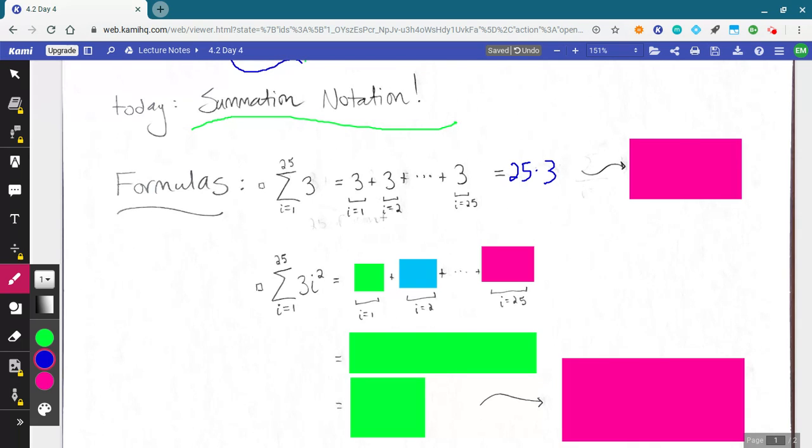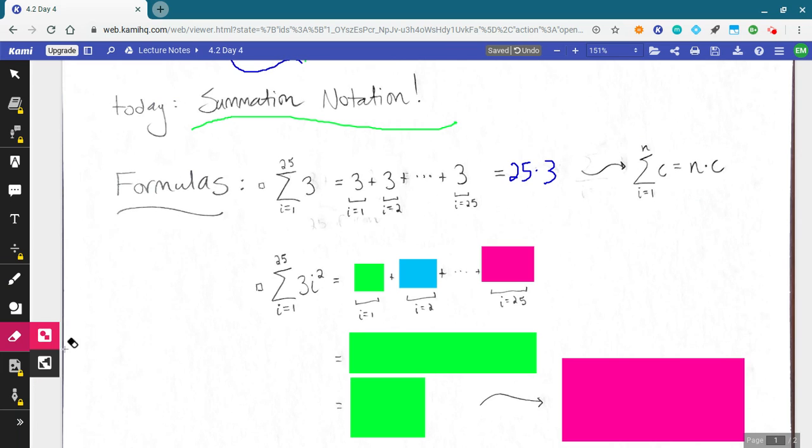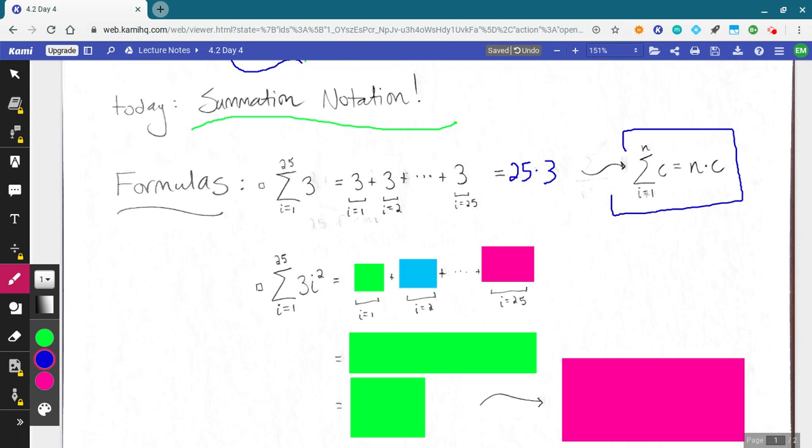And now here, from this specific computation, I think we can capture a general formula. Well, if we're just adding up a constant a certain number of times, then the result is just going to be the number of times our constant. All right, and so we can write that in a nice general form over here. The sum from i equals 1 to n of some constant is just going to be that n times our constant. And so with this formula, we know how summation notation works if we're just summing a constant.